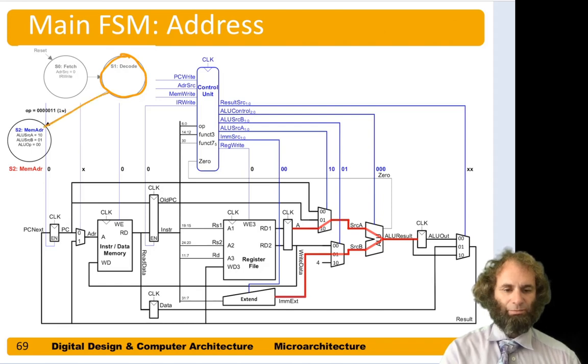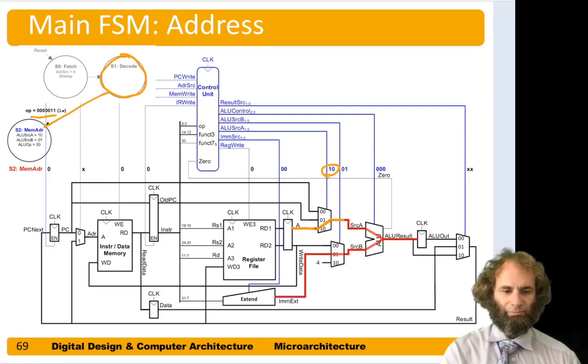So if the opcode is 3 for a load word, then we need to do the load, and the first step of a load was to calculate the address. We need to add the first source to the immediate. So the first source is sitting here. We need to choose it with this multiplexer. So we need ALU source A to be 10.